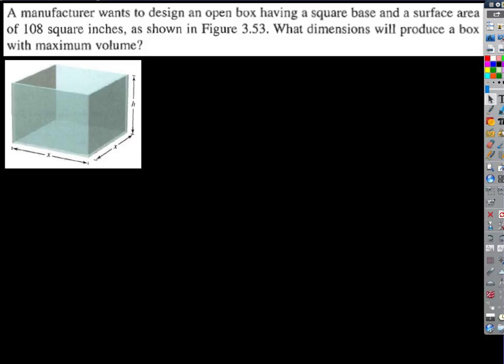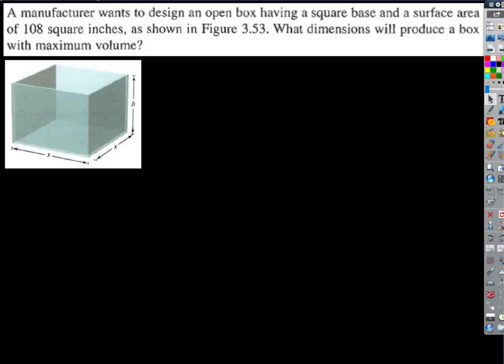So what are we doing here? We've got this manufacturer who wants to design an open box having a square base and a surface area of 108 square inches, as shown in the figure here. What dimensions will produce a box with maximum volume? Okay, so what is the quantity that we're trying to maximize in this case? 108 is important. It's volume, isn't it?